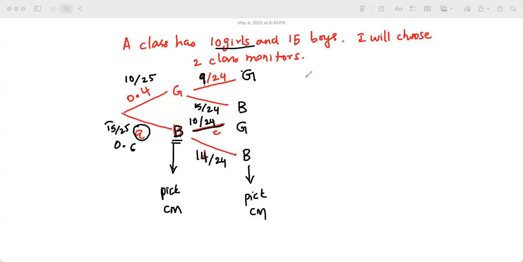Now let me give you the question. What is the probability that the class monitors are 2 girls? What is the probability that the class monitors are a girl and a boy? What is the probability that there are 2 boys? Want 3 answers. If you get these right, our target is reached.